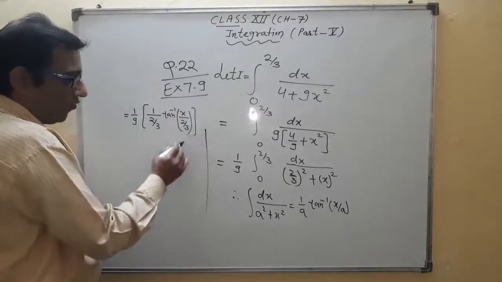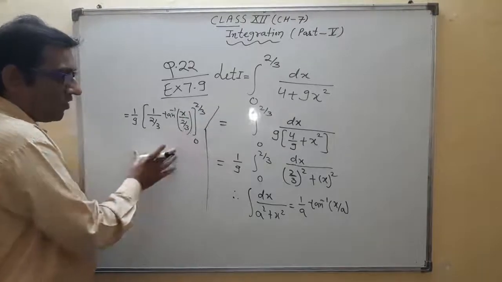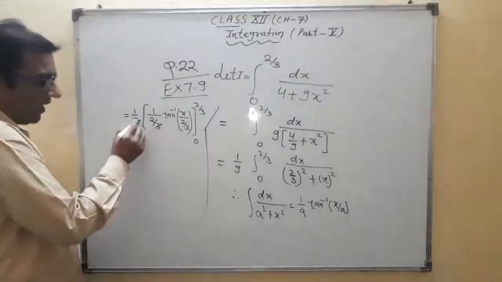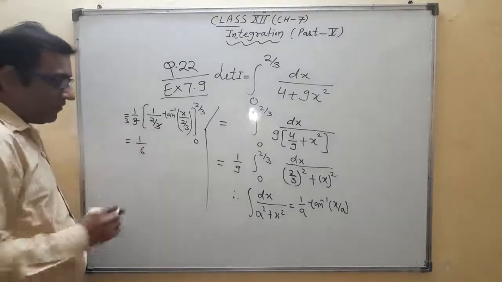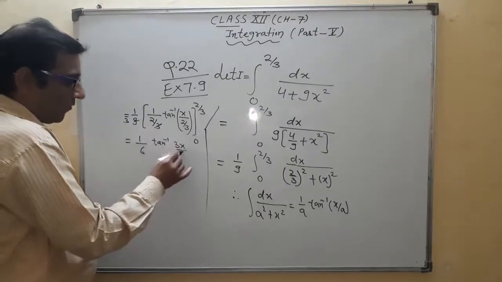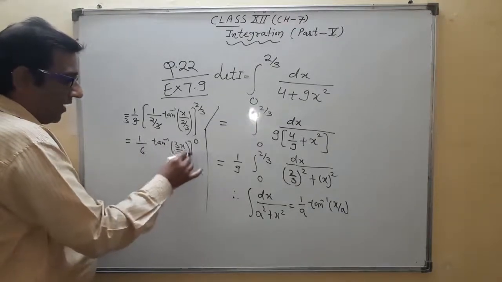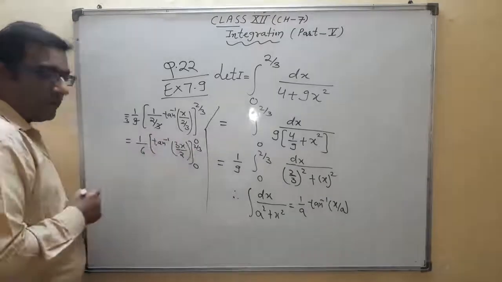And then lower limit to upper limit. It means we have to solve this portion. So 3 and 9 both will cancel and we will get 1 upon 6. This will cut 3 times and it becomes tan inverse 3x upon 2, and again we have to apply the limit from 0 to 2 by 3.